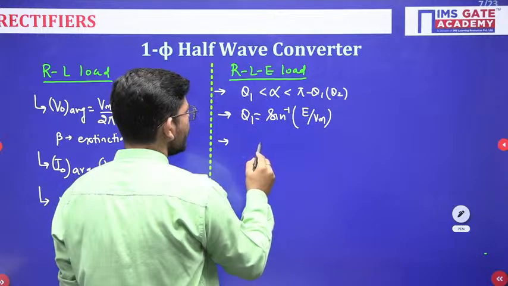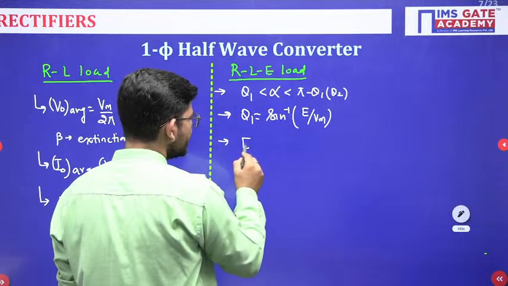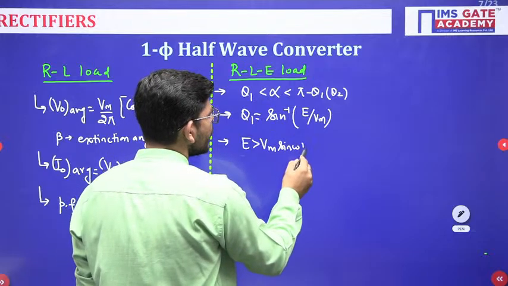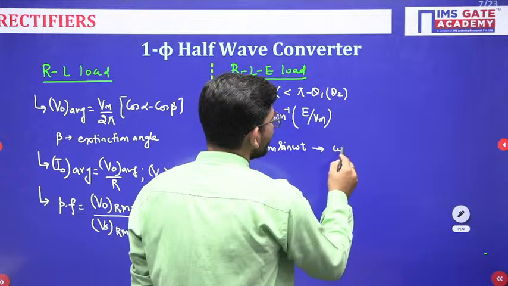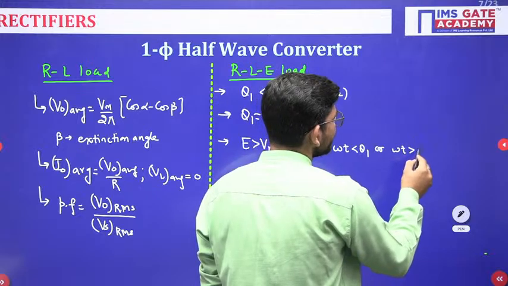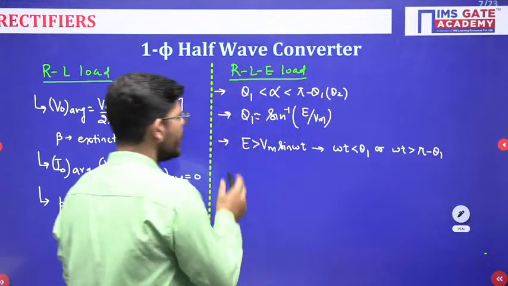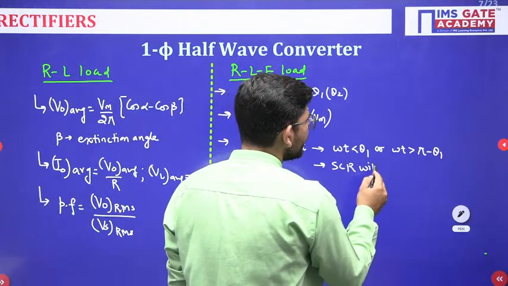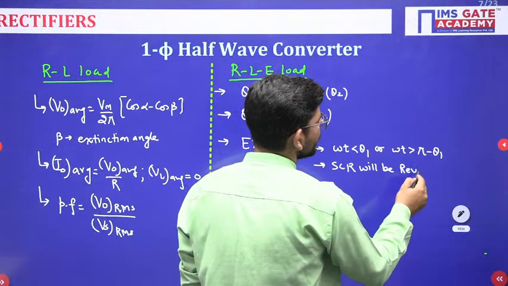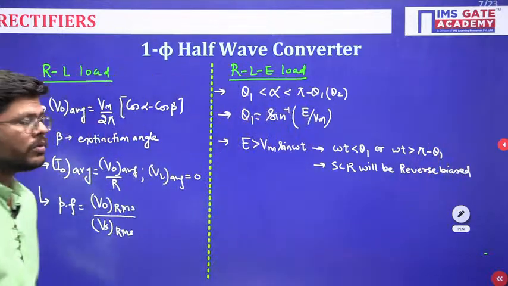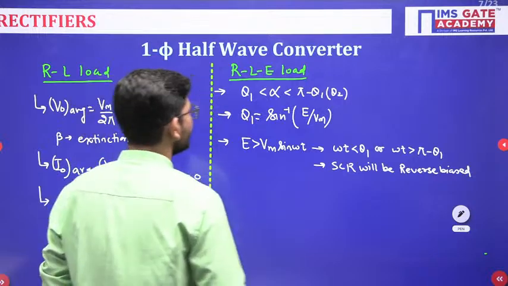Suppose E is greater than Vs, or Vm sin omega t, I have to say. And when will that show? When the omega t instant is less than theta 1, or omega t instant is greater than pi minus theta 1, then we will have E greater than Vm sin omega t, and during that the SCR will be reverse biased. Okay, the SCR will be reverse biased through E, the EMF of the battery, we can say.